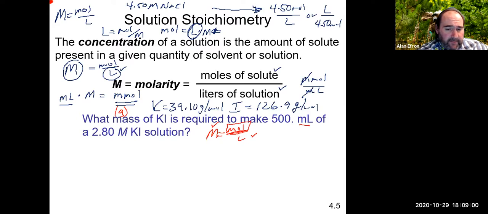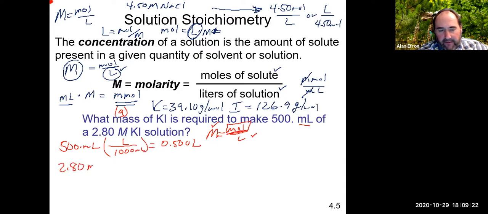So we need to do a couple of things here. First off, our 500 milliliters needs to be converted to liters. You can move the decimal place, or divide by 1,000, which gives us 0.5 liters. Now, you can use the molarity almost like a conversion factor. That means we have 2.8 moles of KI per liter, or you could use it in the opposite direction.